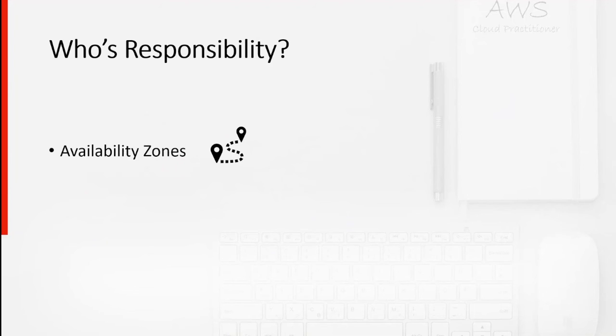Whose responsibility for availability zones? AWS. So AWS is responsible for their own availability zones where they have data centers located in different availability zones. That's AWS responsibility.